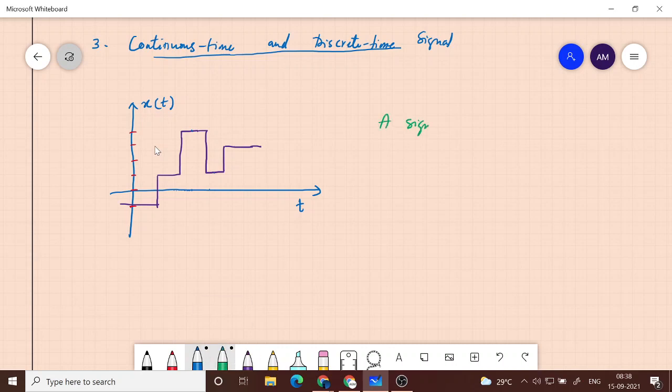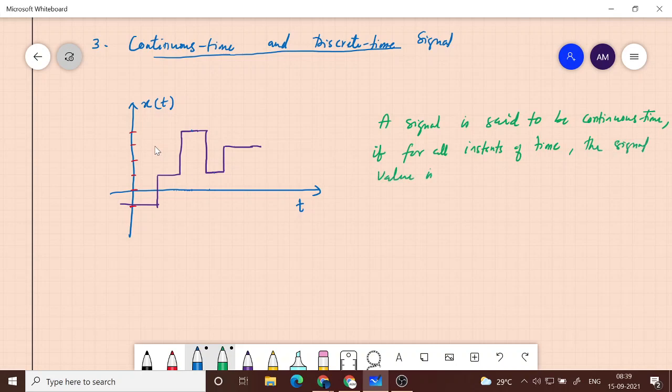A signal is said to be continuous time if for all instances of time the signal value is well defined. Okay. For all instances of time, you take any time here in the time axis, there is no restriction.